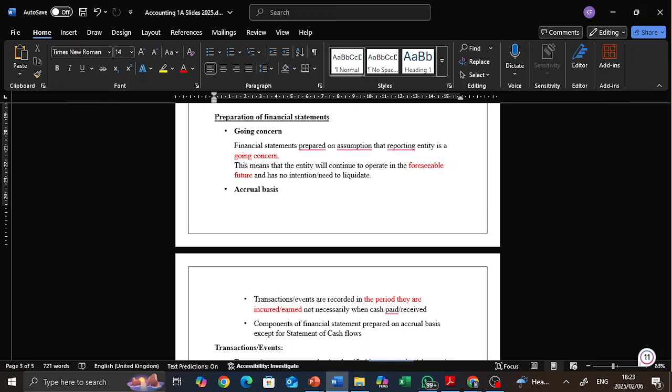Yes, sir. Is this similar to GAAP principles? It is exactly GAAP principles, my good sir or ma'am, because GAAP is the generally accepted accounting principles. I'm glad that you are familiar with that. So it definitely is that. All right. Does everyone understand going concern before I go to accrual basis?